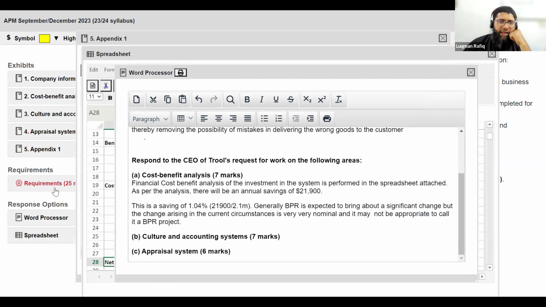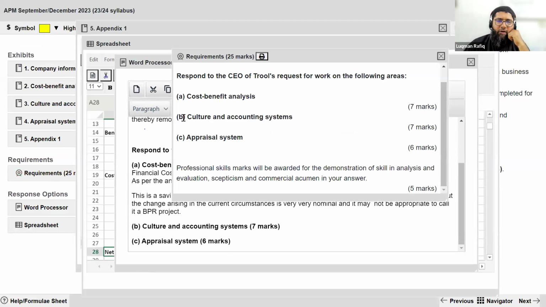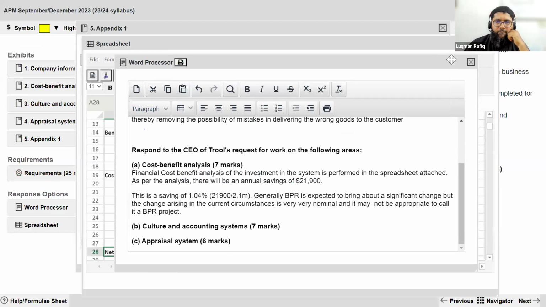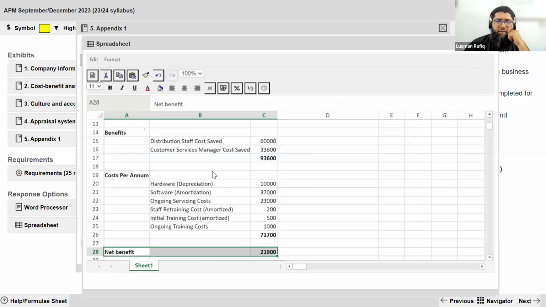Now let's move on to the next requirement of the question. Then it talks about the culture and accounting system. Yes, Nusrat, please go ahead. Assalamu alaikum, Mr. Luqman.